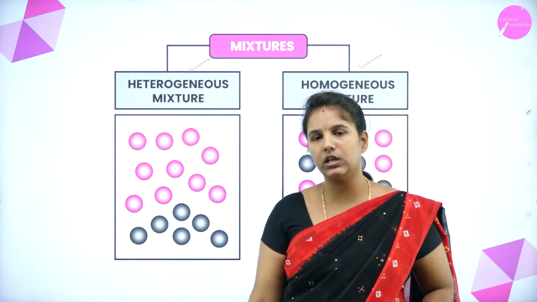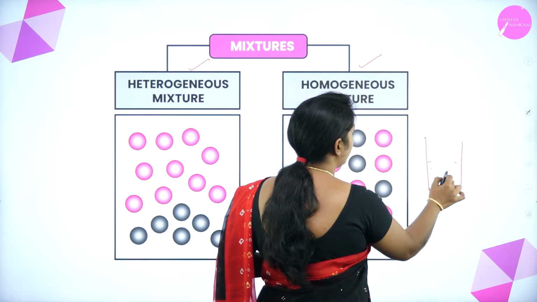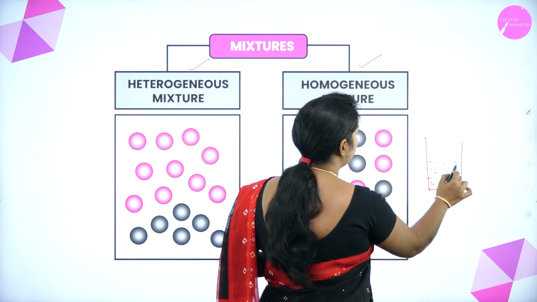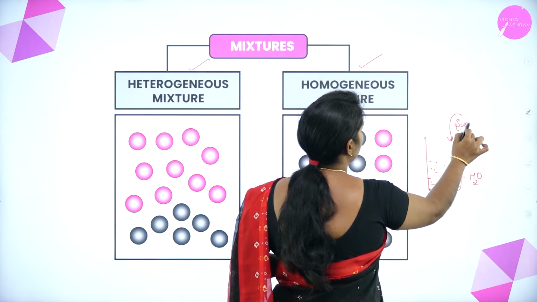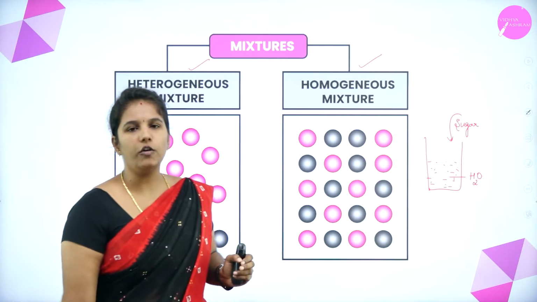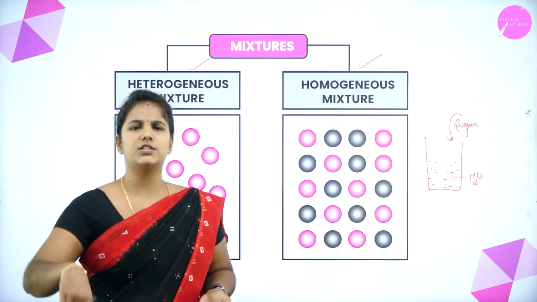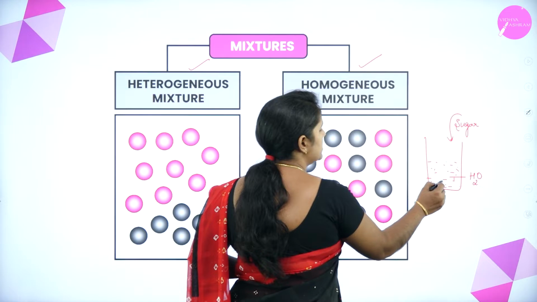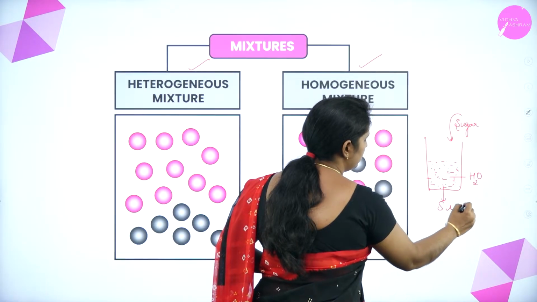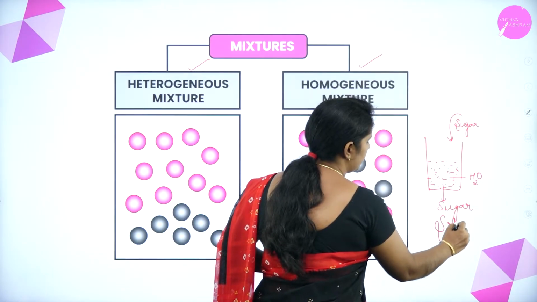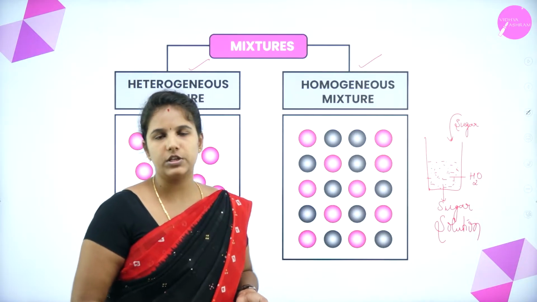What is a homogeneous mixture? To explain this, I'll take the example of a glass of water. Imagine you have a glass of water. To this, you are going to add a tablespoon of sugar or salt. If you add sugar to this glass of water and stir, what will happen? Sugar will obviously dissolve and form a sugar solution. Or if you add salt, it will dissolve in the water and form a salt solution, right?